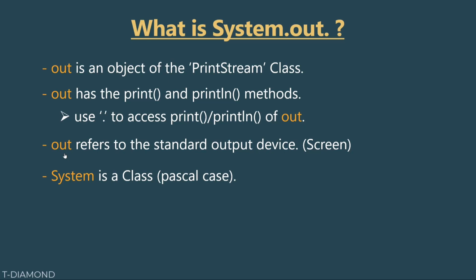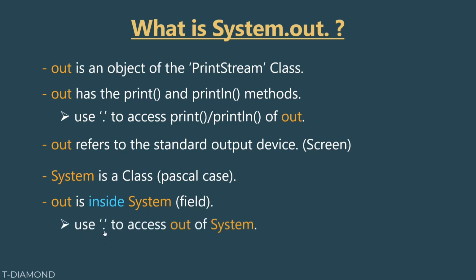So now what I want you to know is that out is inside the System class. It is a field of the System class. So in order to access out of System, we will also use the dot operator. So now we will do something like this. We want to access our System class, so we use the dot operator. And inside our System class, we have the out object or the out field. And we want to access the method from inside this field. So we will use the dot operator, and then for example, we can access the println method or the print method. So now I hope that you understand why we write System.out.print or println.